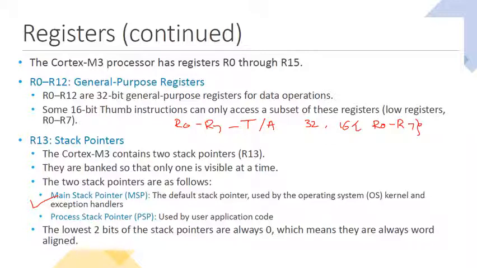The lowest two bits of the stack pointer are always 0, which means they are always word aligned. So if you take any stack pointer out of the two, bit number 0 and 1 will always have the value 0 only. The rest of the bits will give you the desired value. Okay.